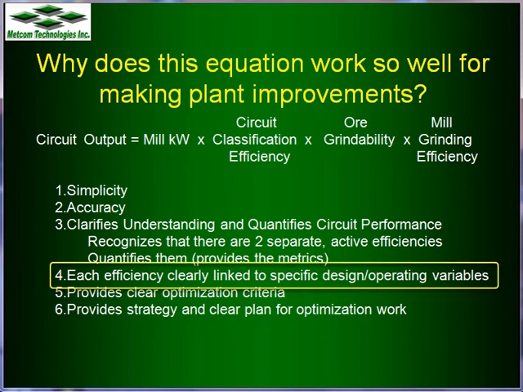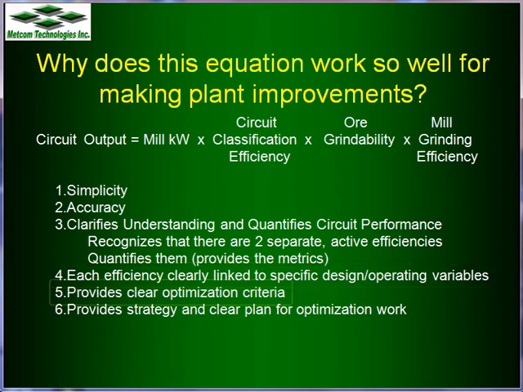Next, each efficiency is clearly linked to specific plant design and operating variables. The circuit classification system efficiency is related to the setup of the pumps and the cyclones. The mill grinding efficiency is related to factors like the ball size and the percent solids in the mill. Next, this equation provides us clear optimization criteria. We want to maximize the circuit classification system efficiency, and we want to maximize the mill grinding efficiency.